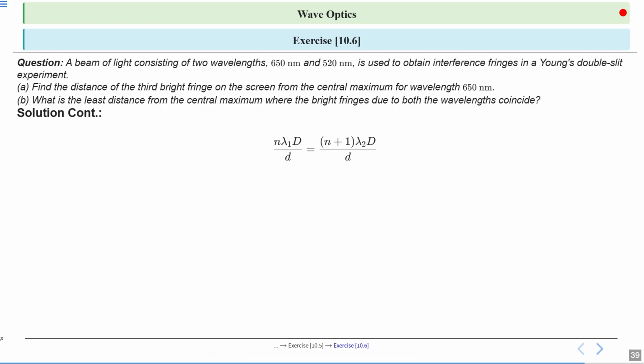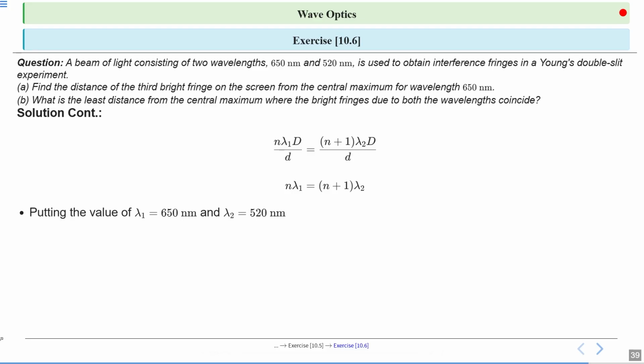So let's start by examining the condition for the bright fringes to coincide. Again writing the equation, n lambda 1 capital D upon small d is equal to n plus 1 lambda 2 capital D upon small d. After rearranging and simplifying, n lambda 1 equals n plus 1 lambda 2. This form is easier to work with and shows the relationship between the two wavelengths. Capital D upon small d is cancelled from both sides.